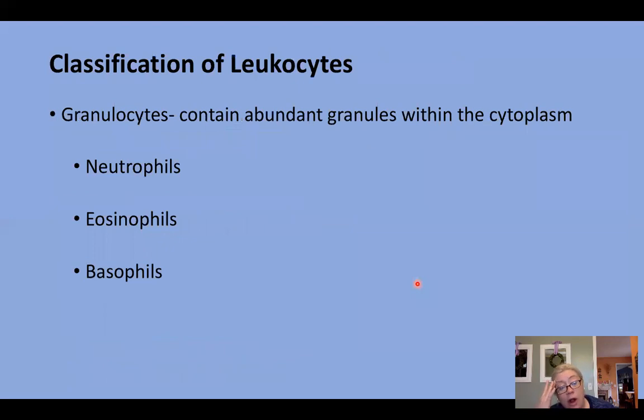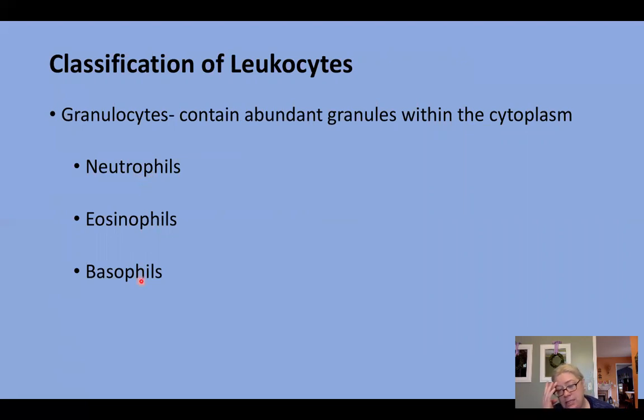Now, there are 5 different types of leukocytes, and we can put those 5 types into 2 general classifications. The first classification is granulocytes. This category is called that because there are a lot of granules inside of the cytoplasm. These granules are basically just vesicles that are filled with different chemicals. And the granulocytes are made up of the Phil family. So we have neutrophil, eosinophil, and basophil.